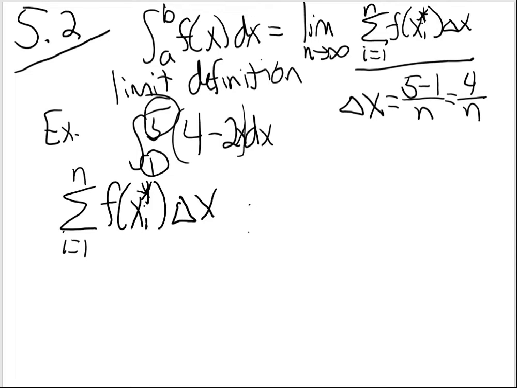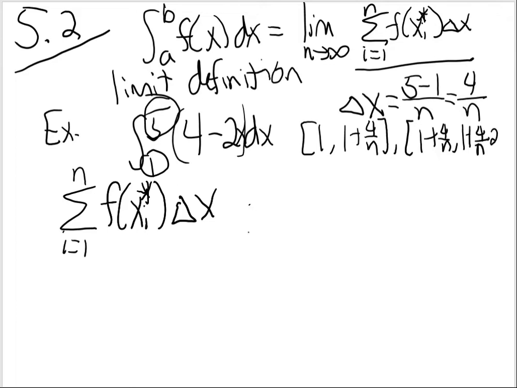So then I can split up my subintervals. It starts at 1, then 1 plus 4 over n, to 1 plus 4 over n times 2. And this continues all the way to 1 plus 4 over n times n minus 1. And then the last endpoint is my 5, which is the same as 1 plus 4 over n times n. Okay, so that's my intervals.